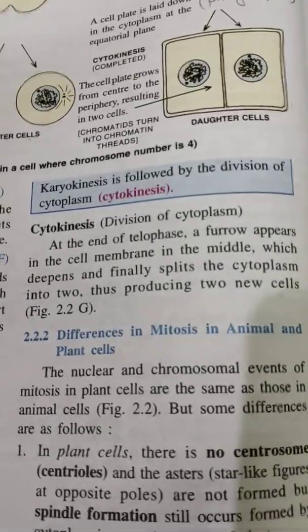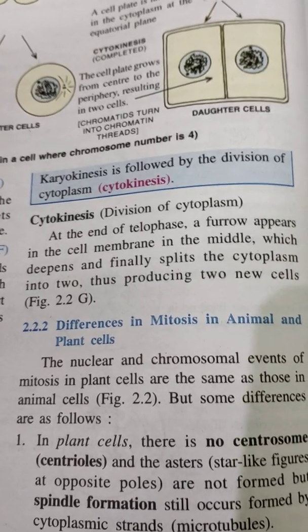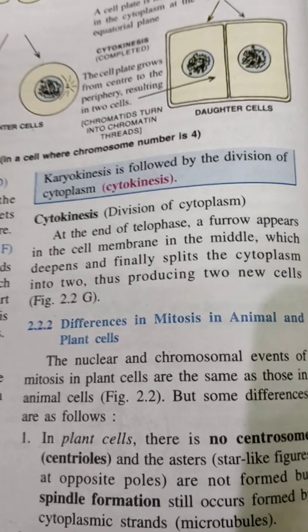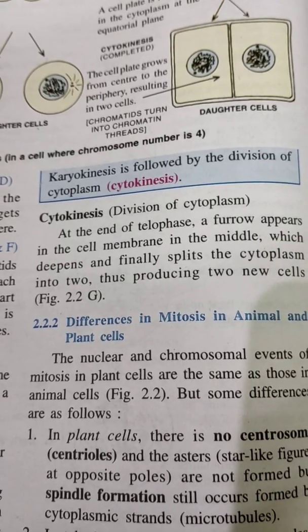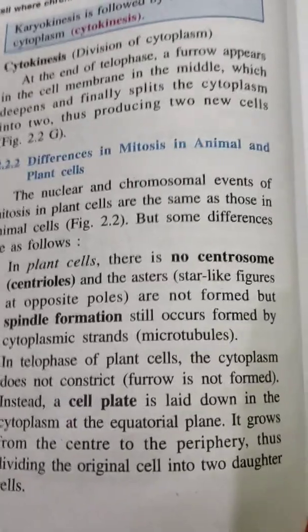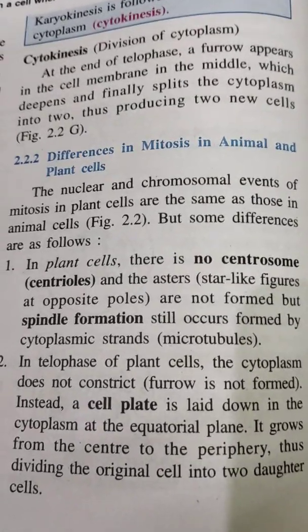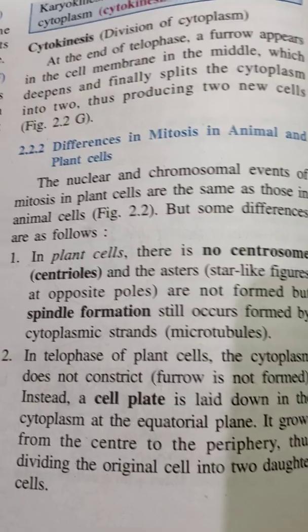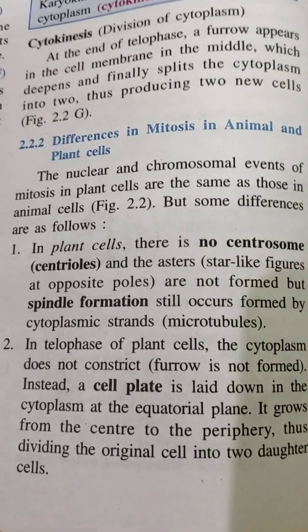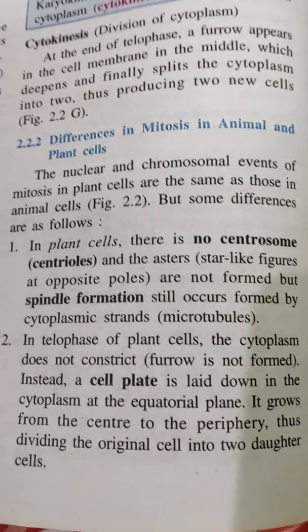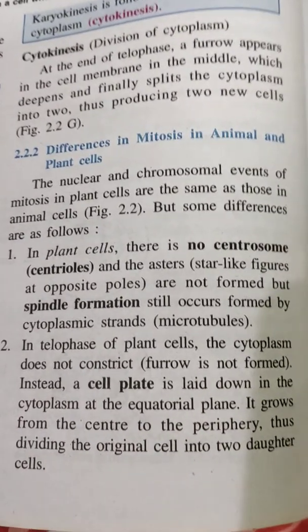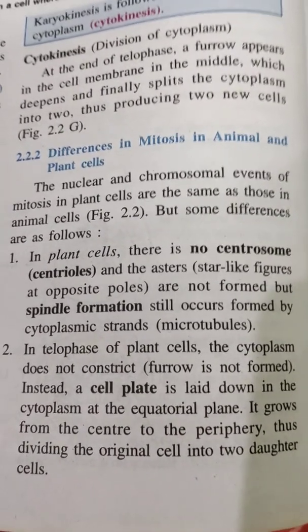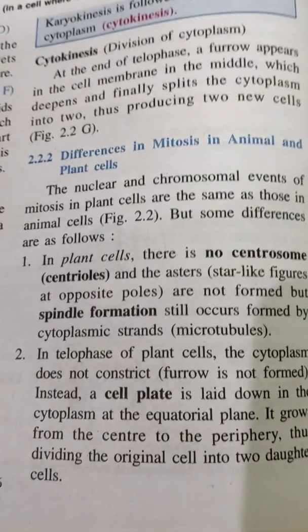At the end of the telophase, a furrow appears in the cell membrane in the middle, which deepens and finally splits the cytoplasm into two, thus producing two new cells. Now, difference in mitosis in animal and plant cell. In plant cells, the first difference is there is no centrosome, centrioles, and asters are not formed, but spindle formation still occurs, which is formed by the microtubules.